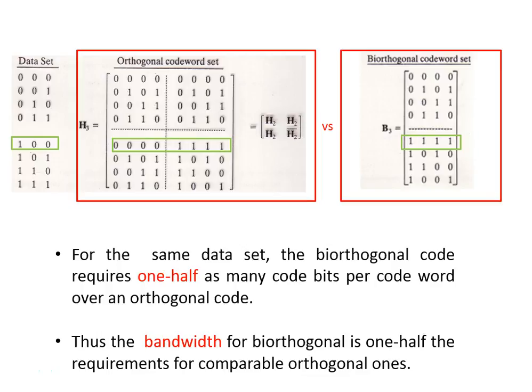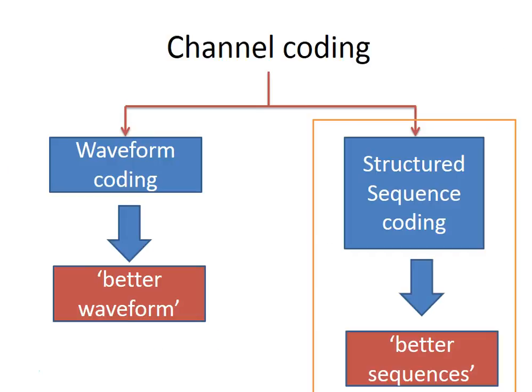By the way, we still need other more structured code words that can give us more hint about the status of our received signals. In other words, waveform coding can only guarantee that the received signal is less prone to errors. However, how do we know if errors still exist in our received signal? That is why the structured sequence coding is introduced. So now let's go for the sequence coding.